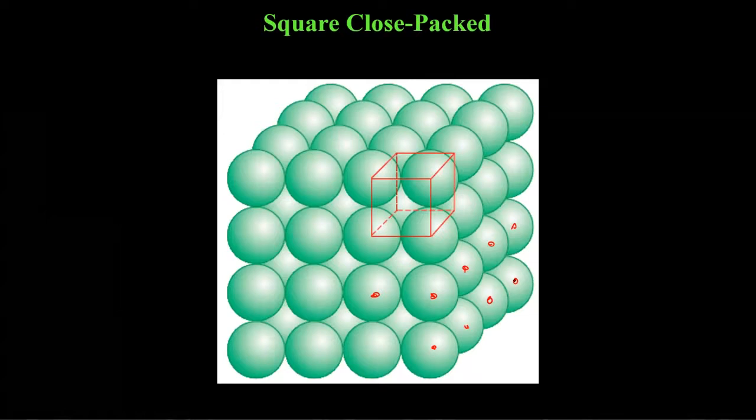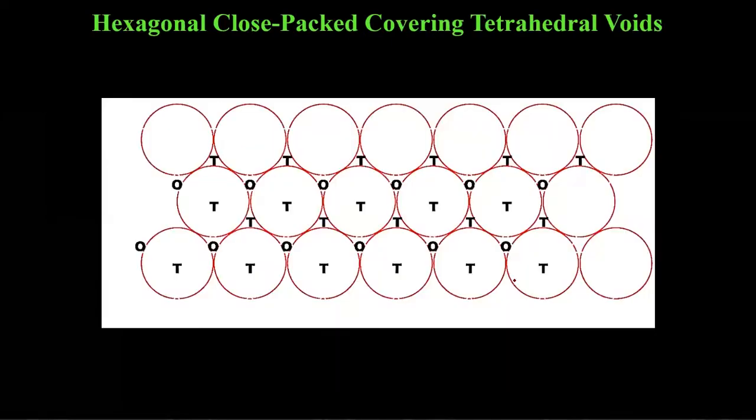The name is square close pack, and a cube is formed here. Hexagonal close pack covers the tetrahedral void, and try to understand this: why we are calling some voids tetrahedral and why we are calling a few voids octahedral voids.